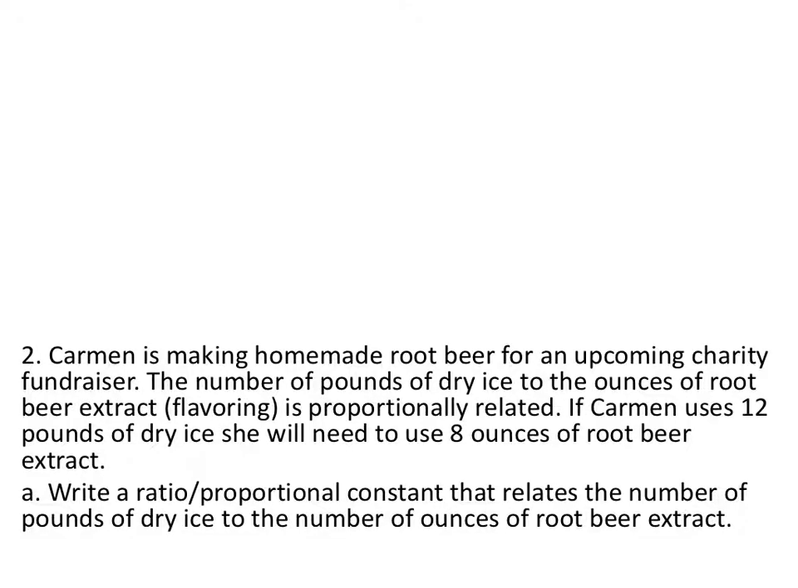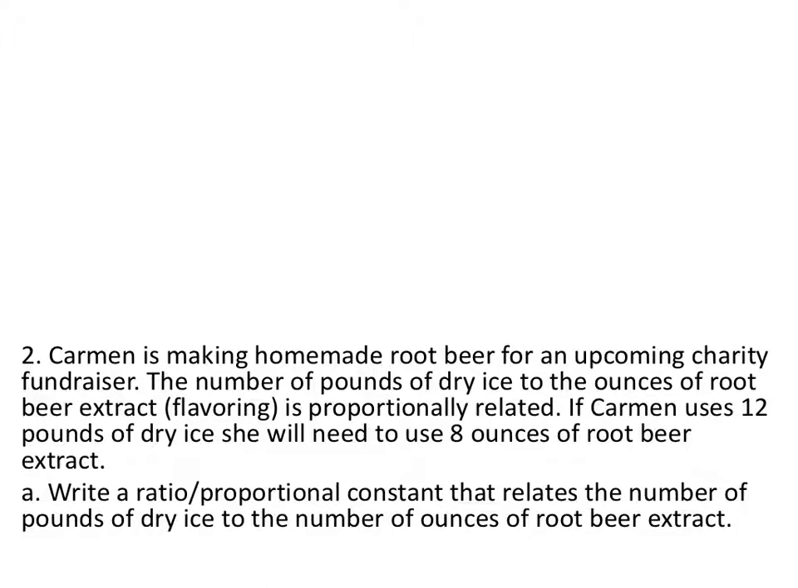Number 2, Carmen is making homemade root beer for an upcoming charity fundraiser. The number of pounds of dry ice to the ounces of root beer extract flavoring is proportionally related. If Carmen uses 12 pounds of dry ice, she will need to use 8 ounces of root beer extract. So do part A with your neighbor. Write a ratio or proportional constant that relates the number of pounds of dry ice to the number of ounces of root beer extract. Do that 30 seconds. Go.